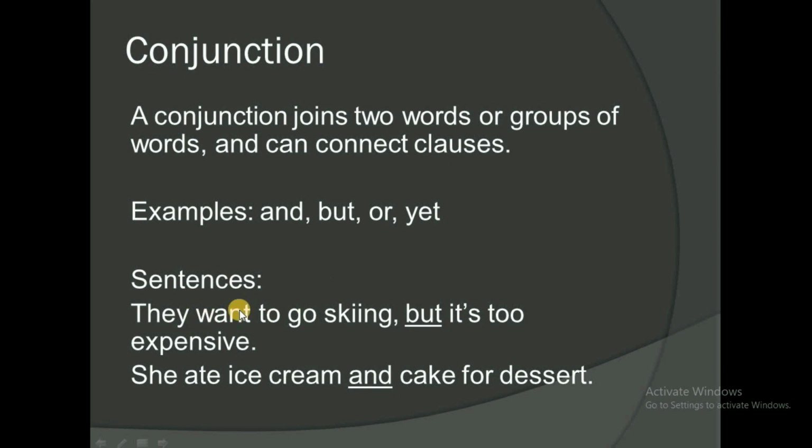If we look at this first sentence here, they want to go skiing. It's too expensive. These would work well as two short, simple sentences. However, they have a connection. We can contrast them using the word but. They want to go skiing, but it's too expensive. She ate ice cream and cake for dessert. Here we're joining ice cream and cake. We're listing two items.